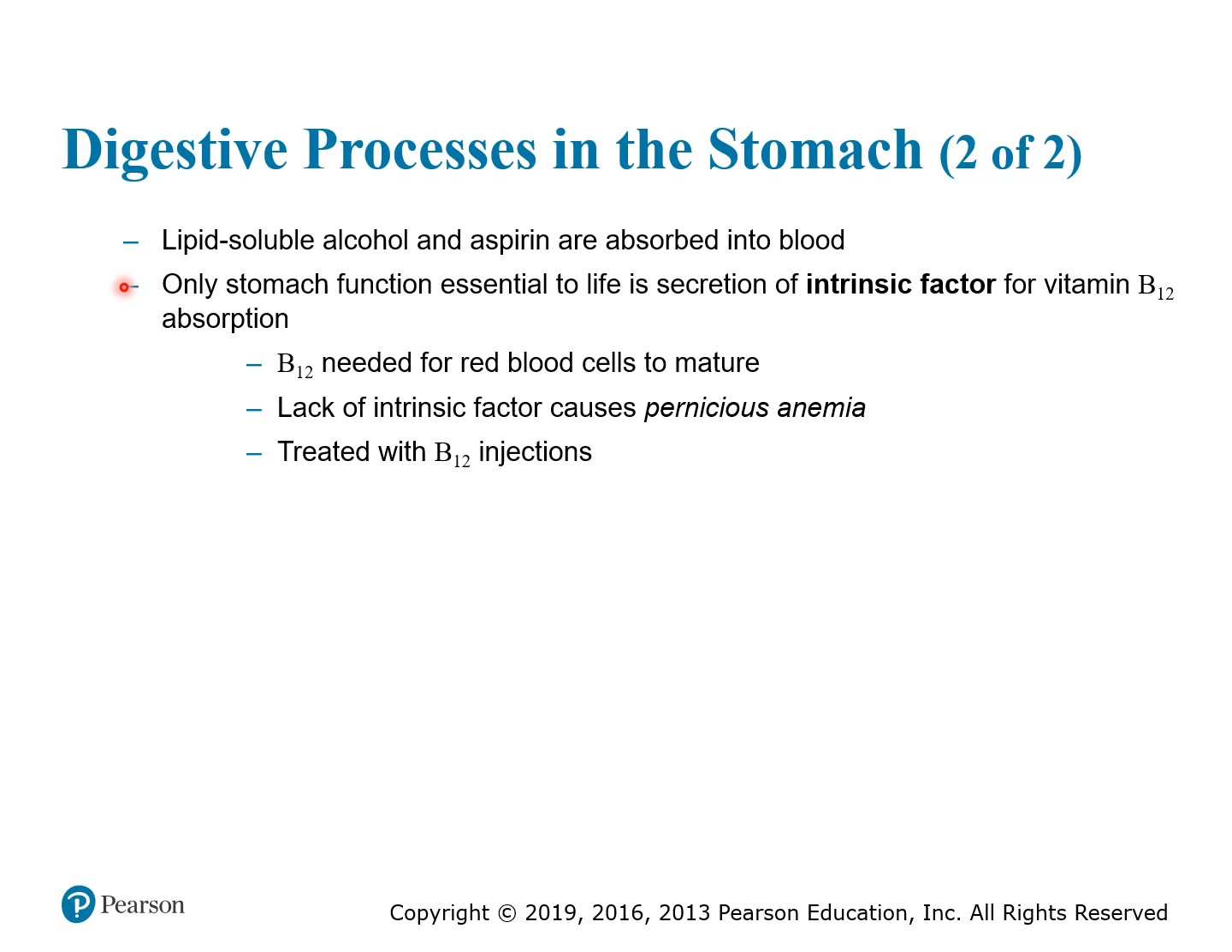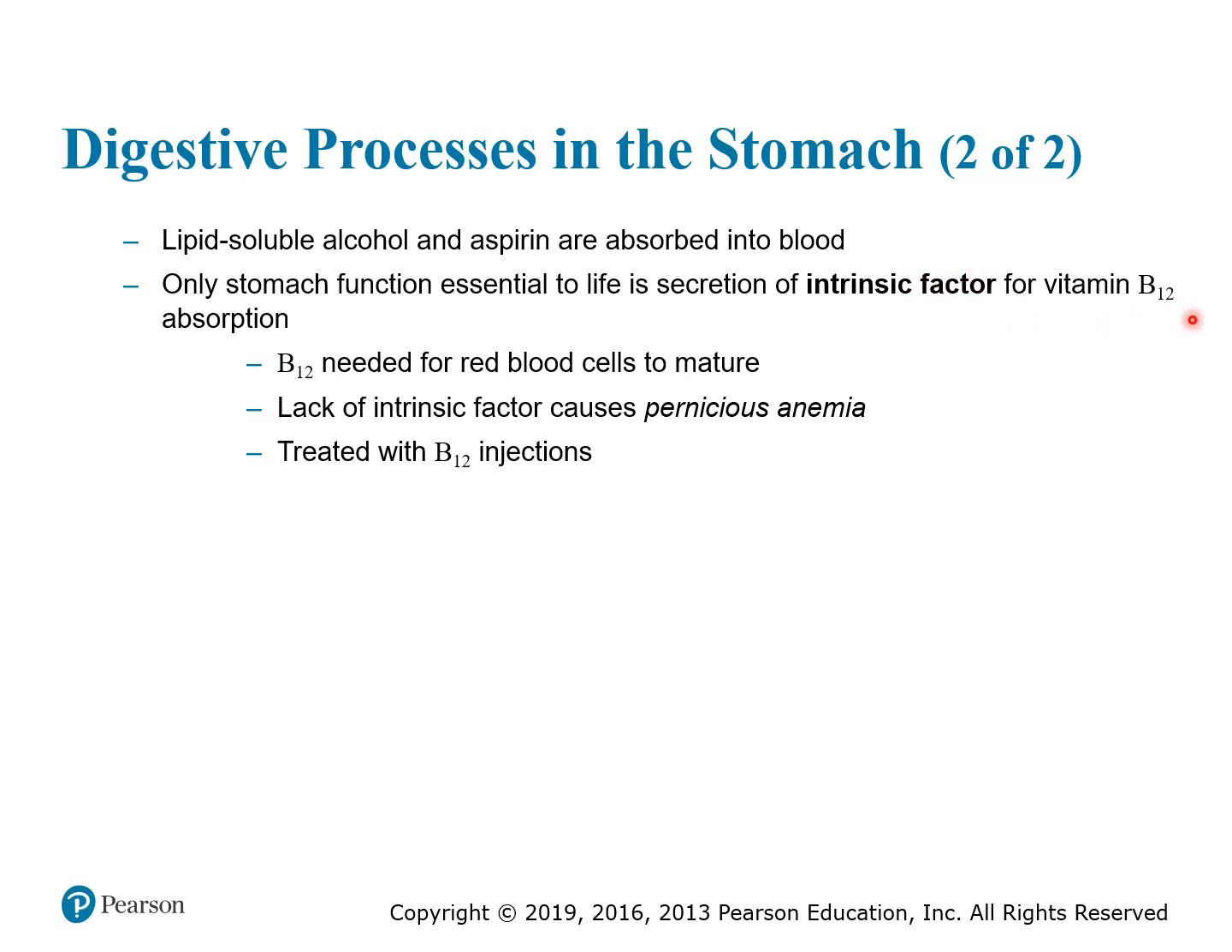Now, lipid soluble alcohol and aspirin are absorbed in the stomach. The stomach is not where the nutrients are absorbed. It is where protein digestion starts, and it also churns and mechanically breaks down the food. It is not where the nutrients are absorbed, but lipid soluble alcohol and aspirin are absorbed into the blood in the stomach.